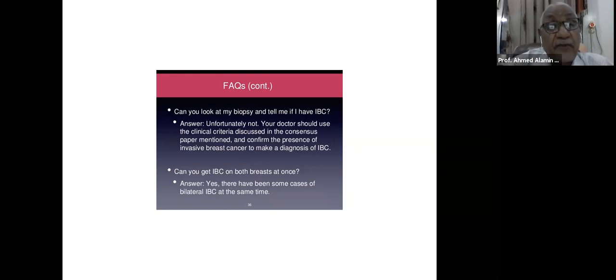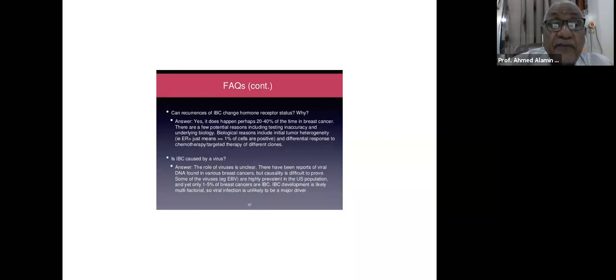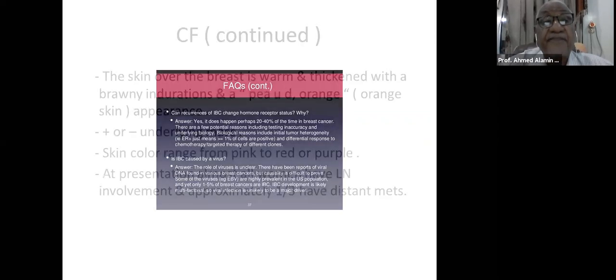Can we get inflammatory breast cancer in both breasts at once? Yes, that is possible, like other types of breast cancer. Can recurrence of inflammatory breast cancer change hormone receptor status? Yes. Like other cancers, after some time the tumor changes the receptors. If it's positive, it may become negative, and vice versa.